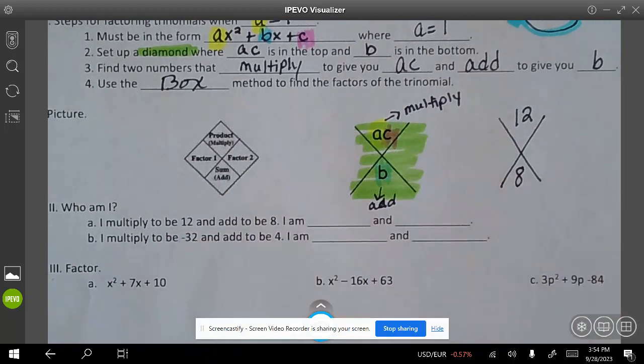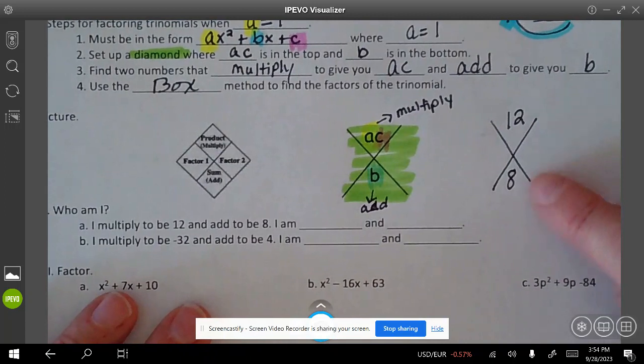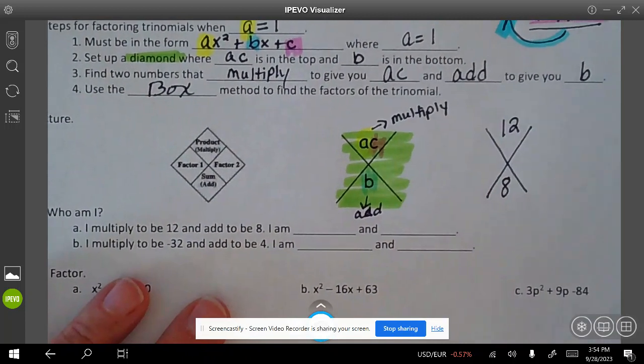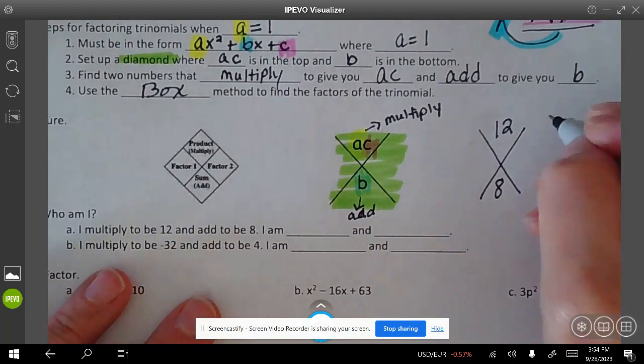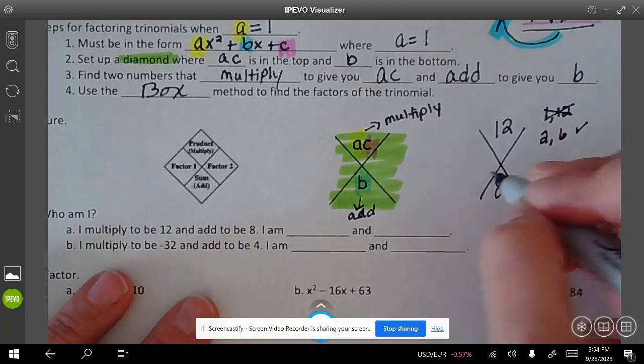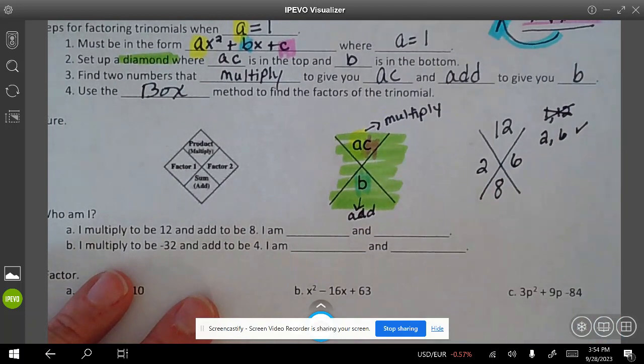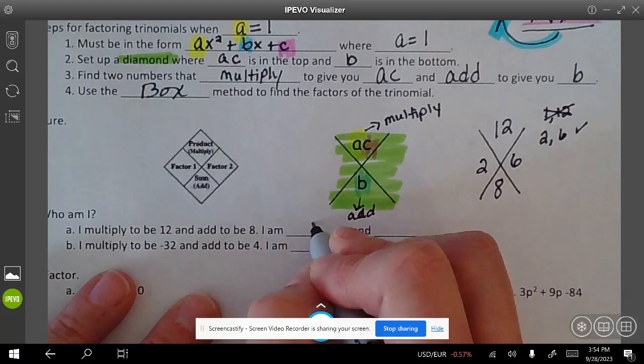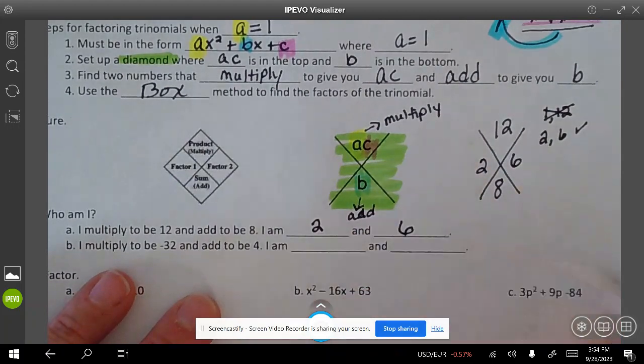So you're trying to come up with two things that will multiply to give you 12 and add up to 8. Usually what I tell students to do is just start at 1. 1 times 12 is 12, but 12 plus 1 is 13. That doesn't work. Let's go to 2. 2 times 6 is 12, and 2 plus 6 is 8. Hey, that works. So 2 and 6 work here. So I come down here and I say I am 2 and 6.